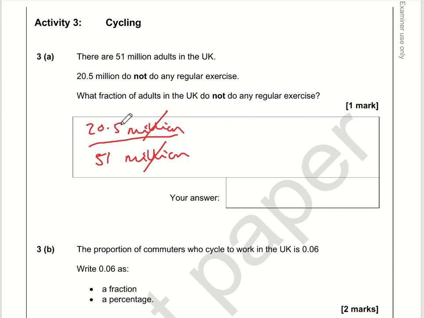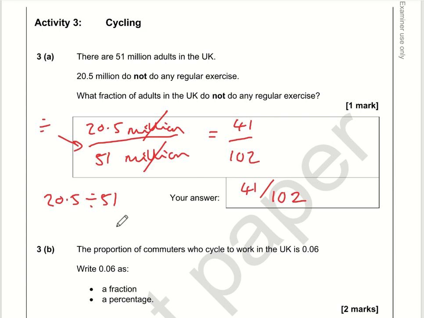We've got 0.5, which is a half. So I know that if I multiply the top and the bottom by 2, I'll get rid of that decimal. 20.5 times 2 is 41. 51 times 2 is 102. 41 is a prime number, so that is the fraction in its simplest form, 41 over 102. Remember also that the line of a fraction means divide, so you could just type into your calculator 20.5 divided by 51, and if you've got a calculator like mine that automatically gives you a fractional answer first, you'll see your calculator will give you the answer 41 over 102.